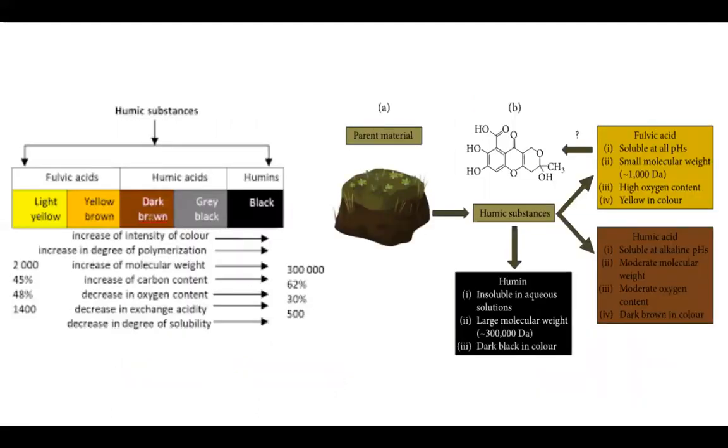So here we have humic substances, and you can see we have the fulvic acids and humic acids in the picture to the left. And then we have on the right a diagram of humic substances and parent material, which is the soil, and how these detergents react in the soil.